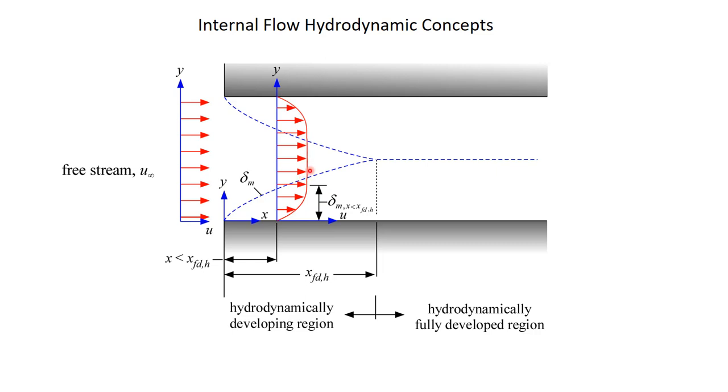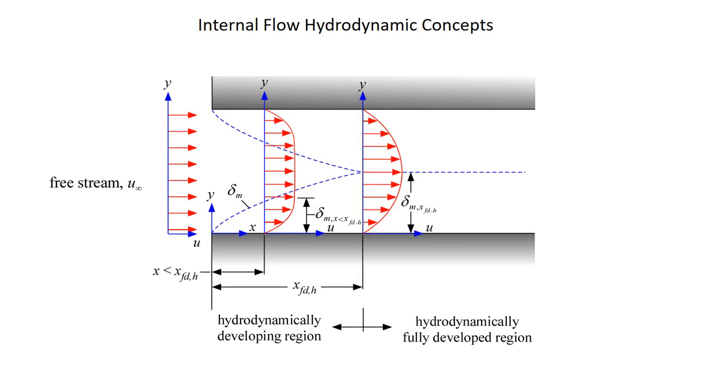And then if we go a little bit farther down the stream and we get to this point here where we've become fully developed, now I would expect the velocity distribution to extend all the way across the duct, right? The momentum boundary layer has finally made it to the center, so I get this velocity gradient that extends all the way to the center, right? This is where the boundary layer just meets.